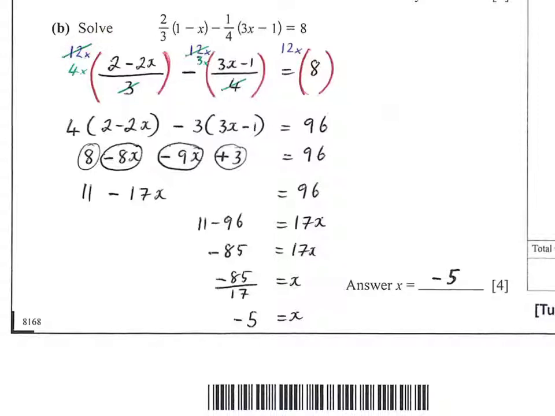But 12 cancels out with a 3 to leave 4. 12 divided by 4 is 3, so we get 4 times this bracket minus 3 times this bracket will equal 96. Expand the brackets. 8 minus 8x minus 9x and then plus 3 will equal 96. Then solve as normal. 17x will equal minus 85. x is minus 5.